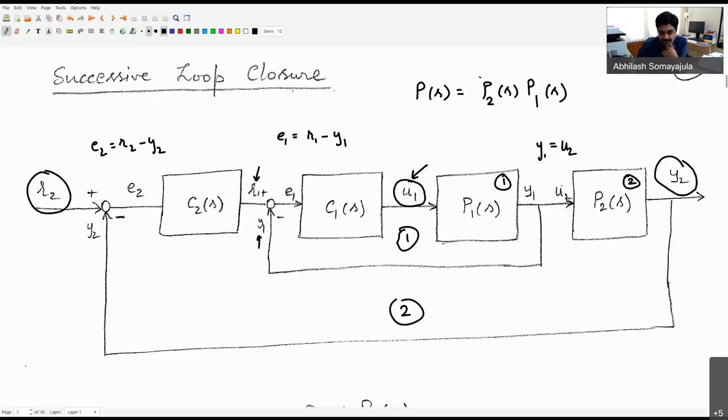Notice here, I'm taking the big problem. The end goal of the problem is that I want the output of the plant to track R2. That is what I want to do. But instead of going about a single feedback loop, I'm going about it with multiple feedback loops in this particular case. That is why it is called successive loop closure. I'm closing the first loop first, and then successively I'm closing the second loop. Is everybody with me so far?